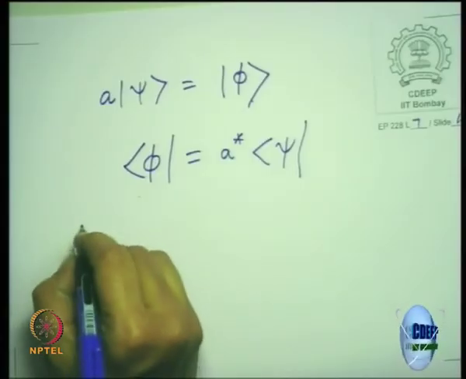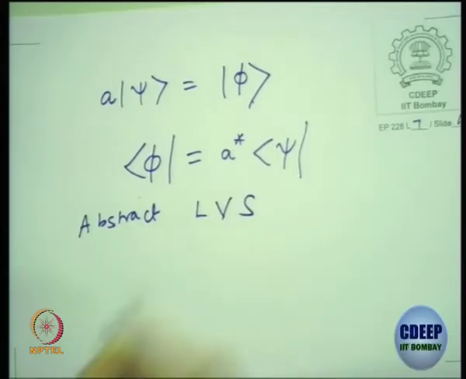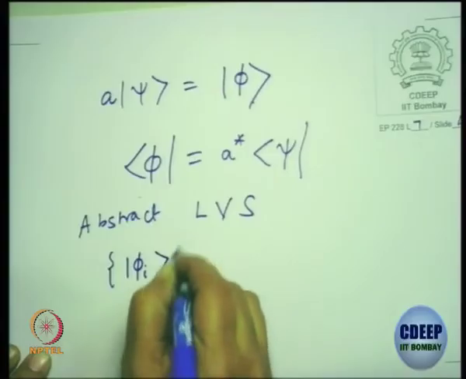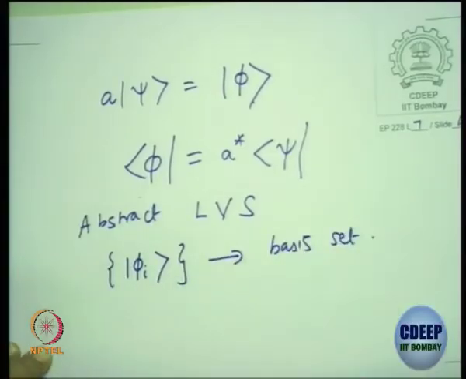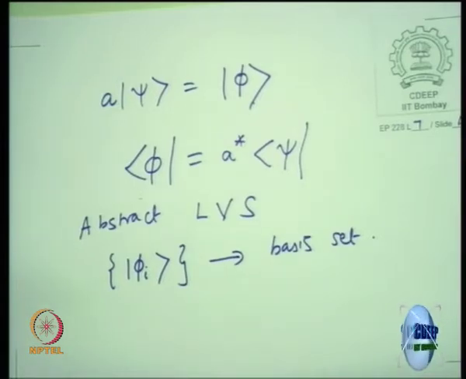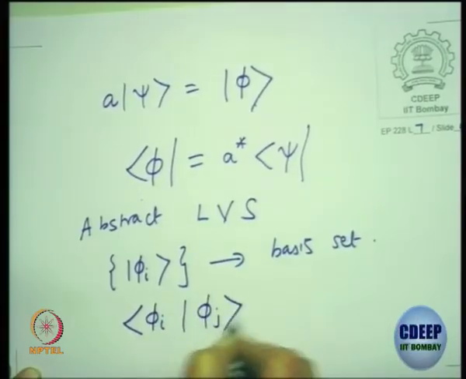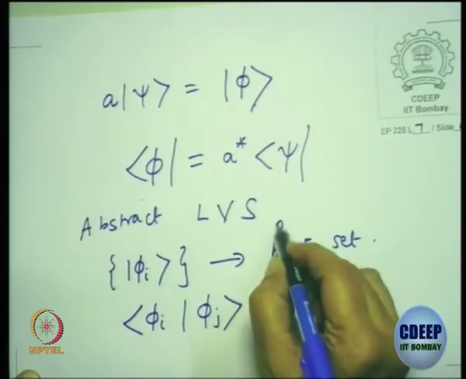So formally we will write, in an abstract linear vector space, we will say that we have a set which is a basis set, okay, with the property that ⟨φ_i|φ_j⟩ will be δ_ij, to make it an orthonormal basis set.